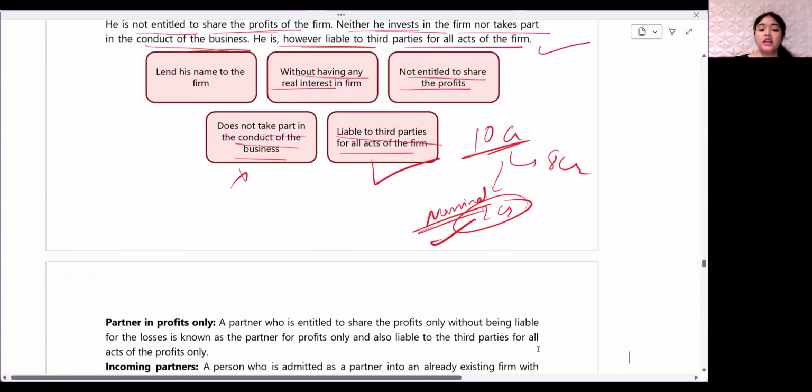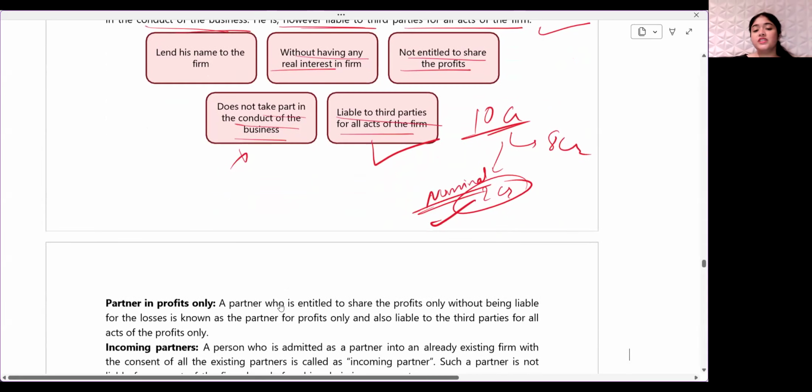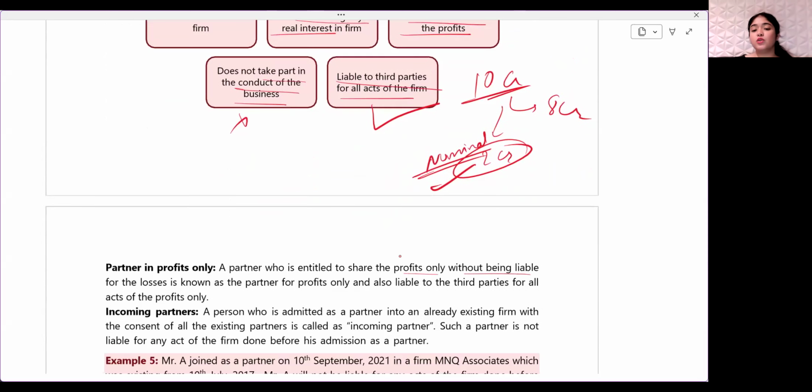Then we have your partner in profits only. A partner who is entitled to share the profits only without being liable to loss is known as partner in profits only, and is also liable to third parties for acts of profits only. So if some profit he has received and he has to give it to a third party, this partner is liable. No loss will be suffered, but for profits he is liable.